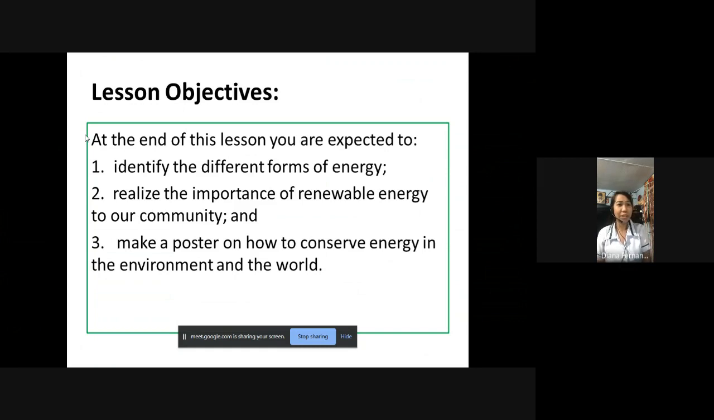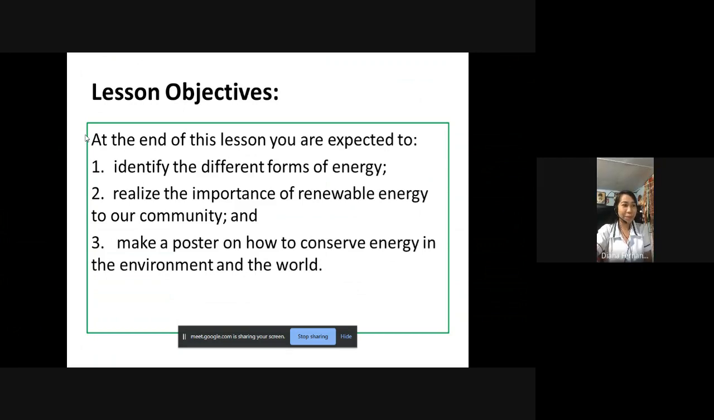At the end of this lesson, you are expected to: number one, identify the different forms of energy. Number two, realize the importance of renewable energy to our community. And number three, make a poster on how to conserve energy in the environment and the world. Did you understand the lesson objectives? Do you have any question regarding that?